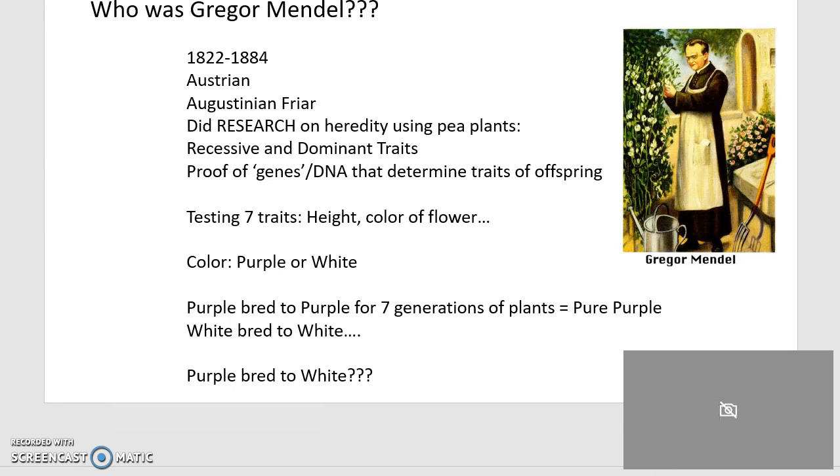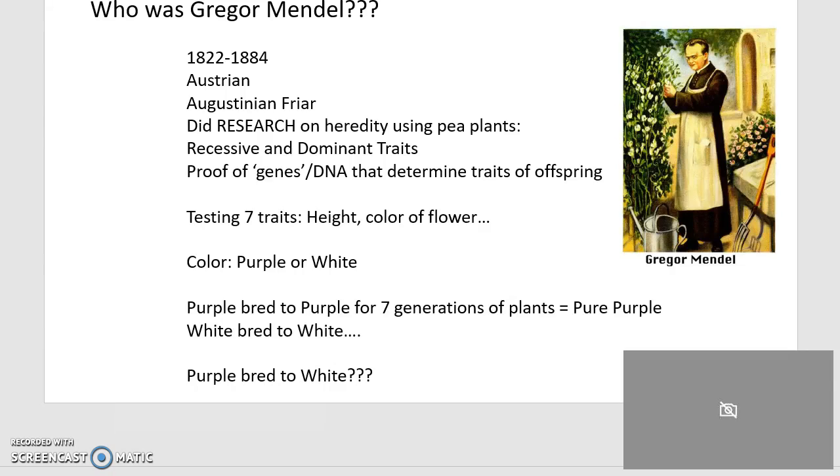Now I like to do a lecture on Gregor Mendel. Those of you who've had me before have seen this already. And I do it because it's just a classic example of real research, biological research. And it's real scientific research.